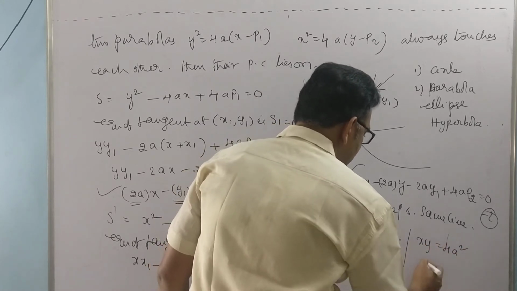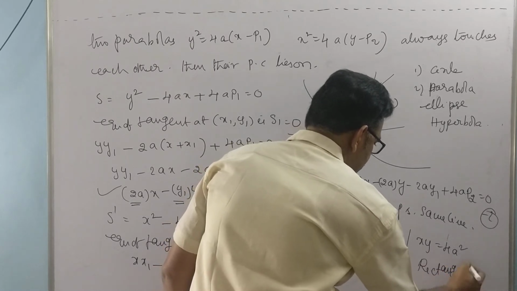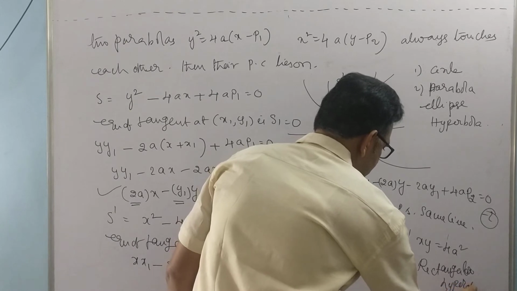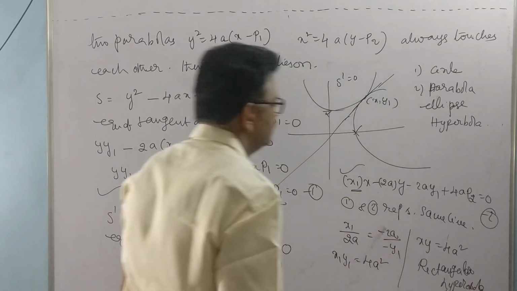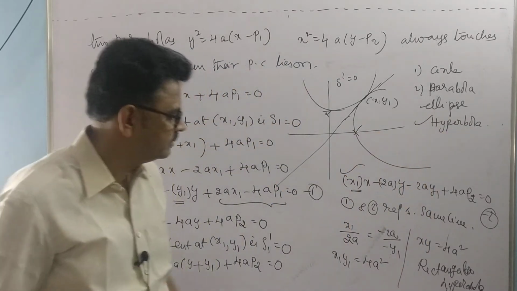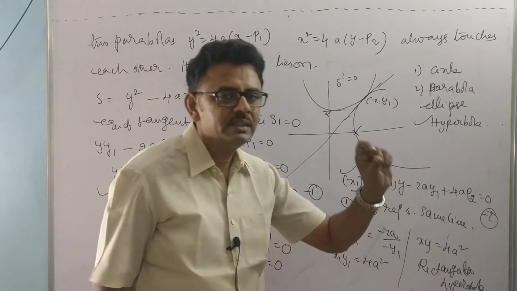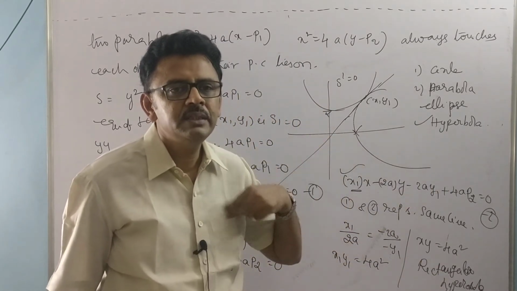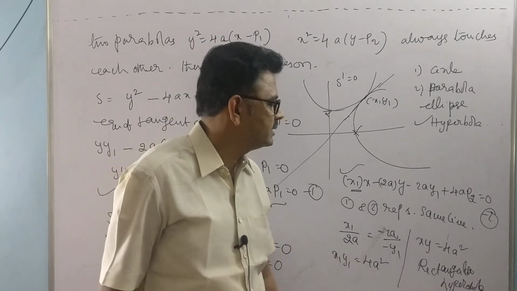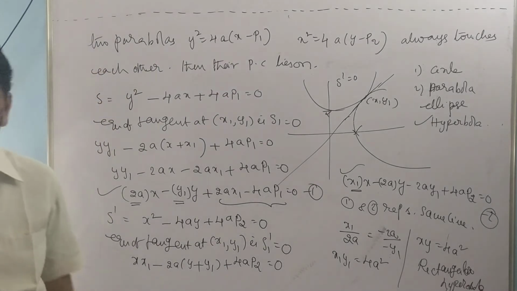This is called a rectangular hyperbola. So the option is hyperbola, that is called so in general. A rectangular hyperbola's standard form is xy equal to c square. So this is a rectangular hyperbola, and the fourth option is correct.